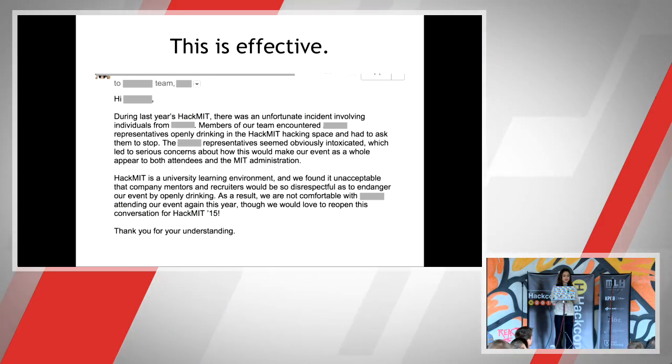In this case, a company's representatives had been drinking openly at HackMIT 2013. And so when they emailed us to come to HackMIT 2014, we said no, and I sent this email stating factually what happened and why we couldn't accept them to come back. This is a 2-paragraph email, with not more than 4 sentences per paragraph, and mainly they state facts.